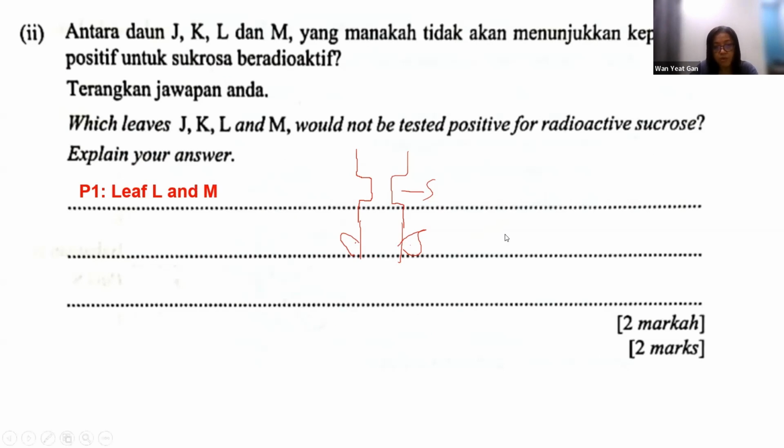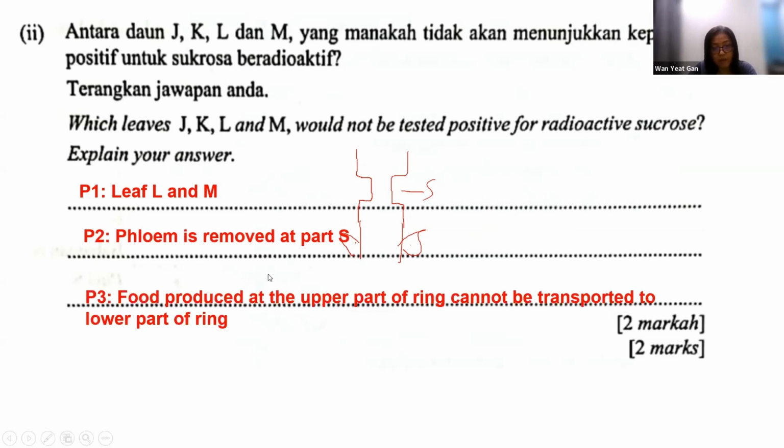Because the radioactive sucrose cannot be transported downwards. Phloem is removed from part S, and the food produced at the upper part of the ring cannot be transported to the lower part of the ring. So that is the answer, leaves L and M.